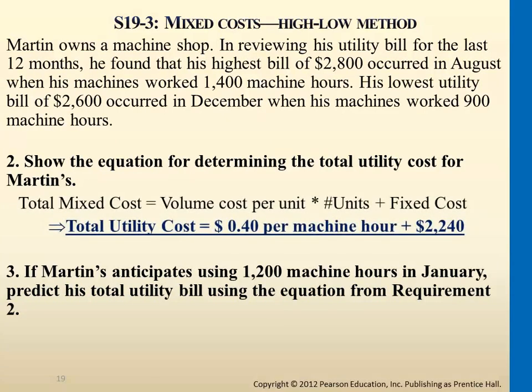So here's another problem that links to this. If we anticipate this business will be using 1,200 machine hours in the next month, based on this year's information, what would be the expected utility bill? So we have the equation done from last year's information, and we expect that this can be applied to next year as well. And we expect we were using the machine 1,200 machine hours, and what would be the cost incurred?